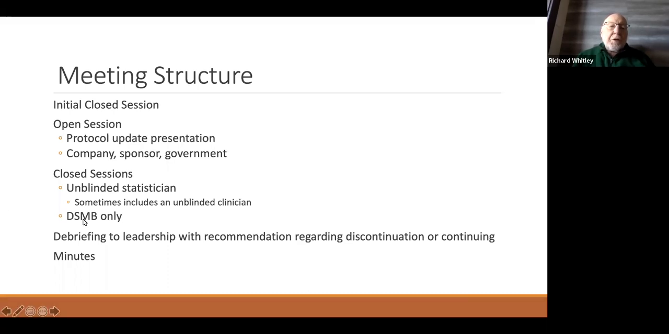The second closed session is that of the Data Safety and Monitoring Board only. And it is during this period of time, and it can last as long as an hour, depending upon the needs of the protocol and the needs of the study participants, to forge recommendations which can then be presented to the leadership with recommendations regarding continuing or discontinuing the study. That becomes very important in terms of informing local institutional review boards. Subsequently, minutes are generated, and I'll come back to that.